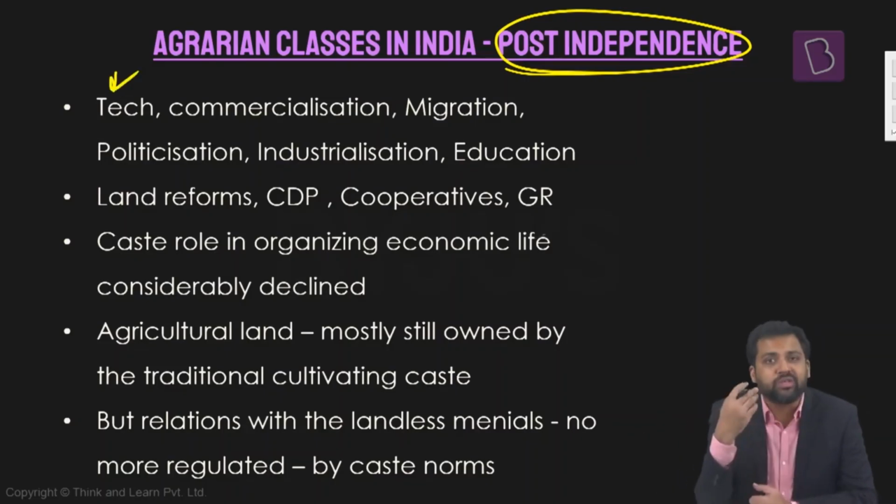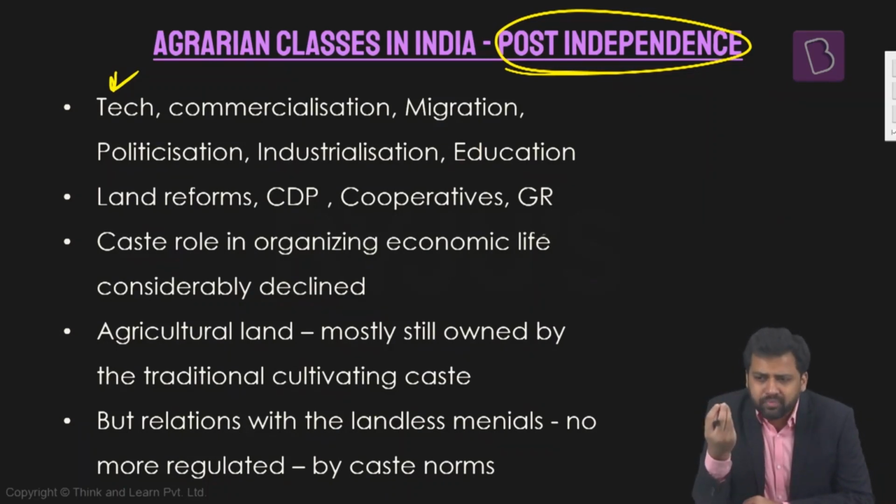Multiple things. Technology in agriculture is being used. Modernization is there. With the help of technology, what happens? Efficiency increases. Something that you were able to do only with the help of 10 people, 100 people, 200 people, now you can do it with the help of machines.